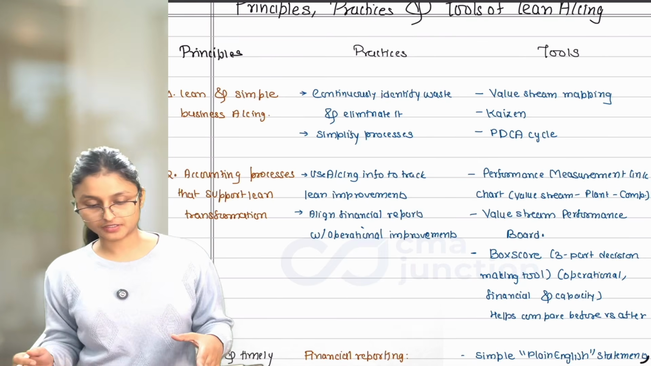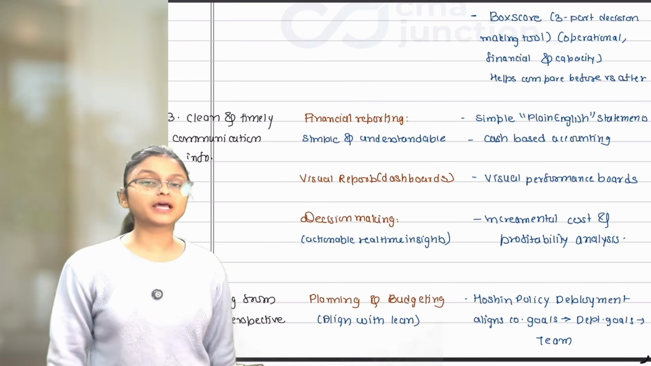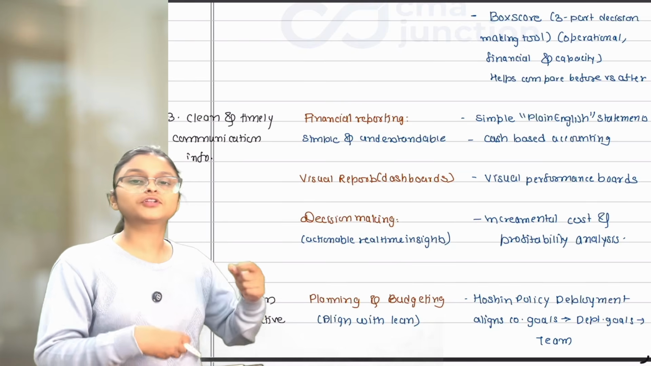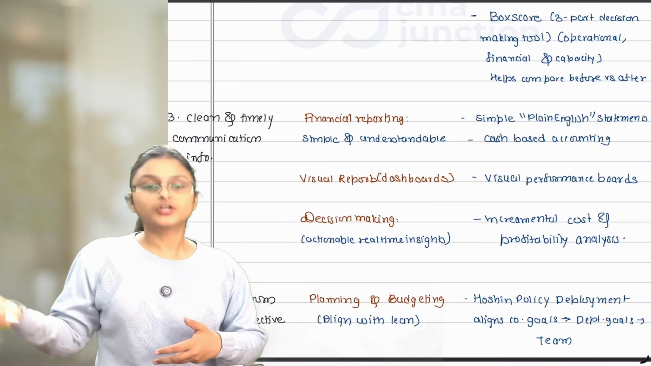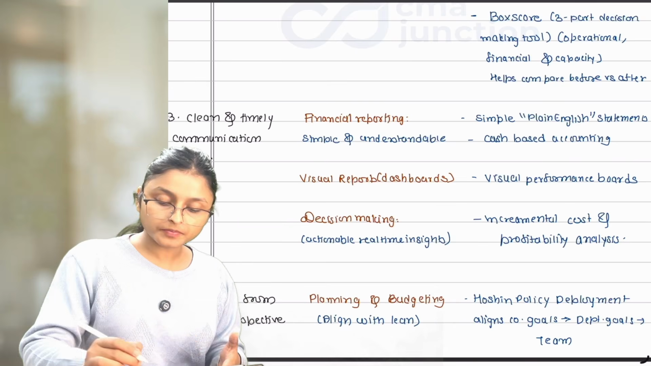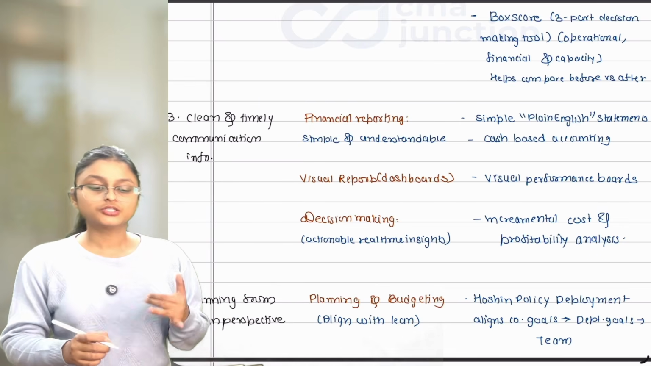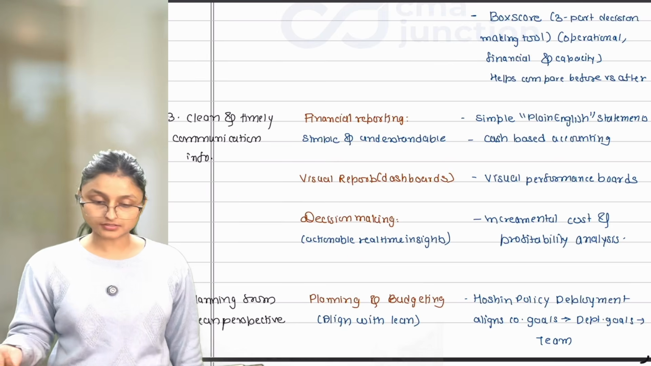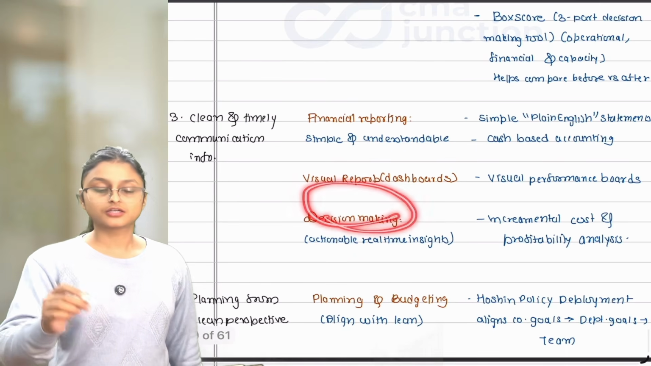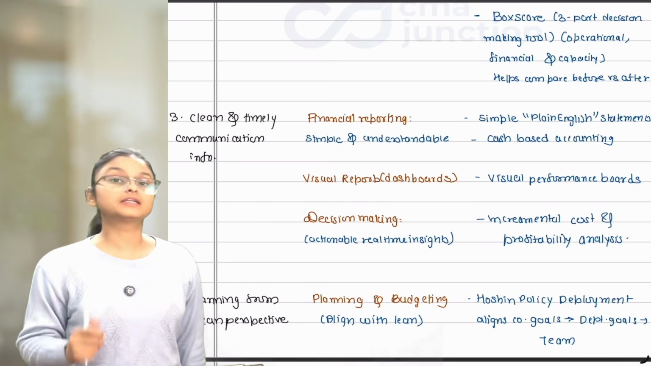So these are different ways through which we track the impact of lean improvements from the operational and financial perspectives. Next, clean and timely communication of information should be there so that it becomes easier for managers to read that information and use it for decision making. What practices are there? First, financial reporting should be simple and understandable. Use visual reports and dashboards so that it becomes simple to understand. Decision making should be actionable. For decision making, you should provide actionable and real-time insights.